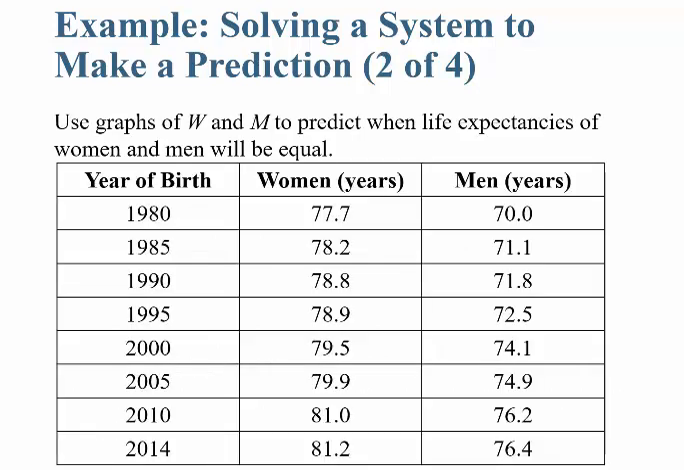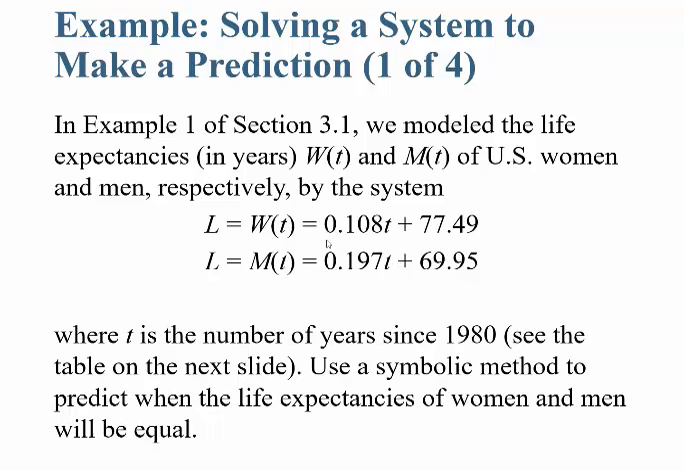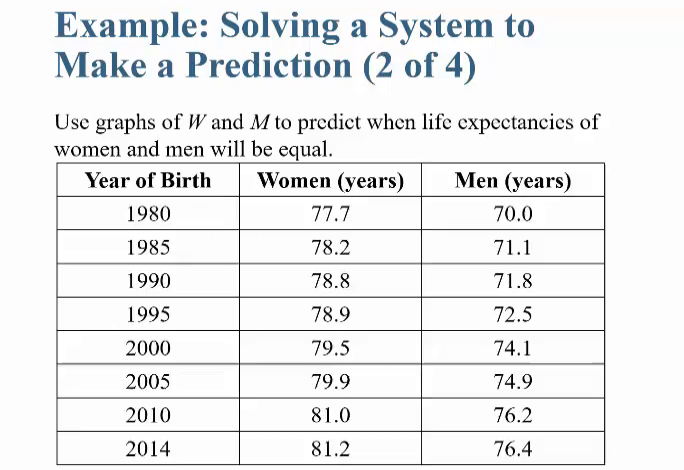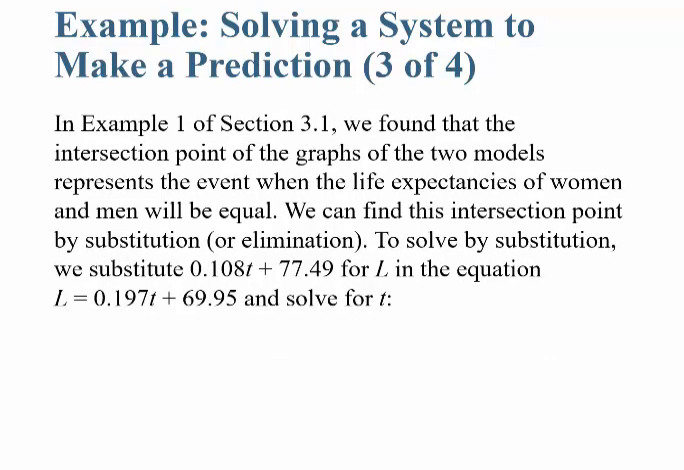Basically, we have this table, and we see that over time both women's life expectancy and men's life expectancy is increasing, but since the slope for men is much higher than it is for women, almost 2 times as much, men's should overtake women's at some point. So when is that going to happen? When will life expectancy be equal for both women and men? We found this intersection point in the first section of 3.1 from the graphs of the two models.